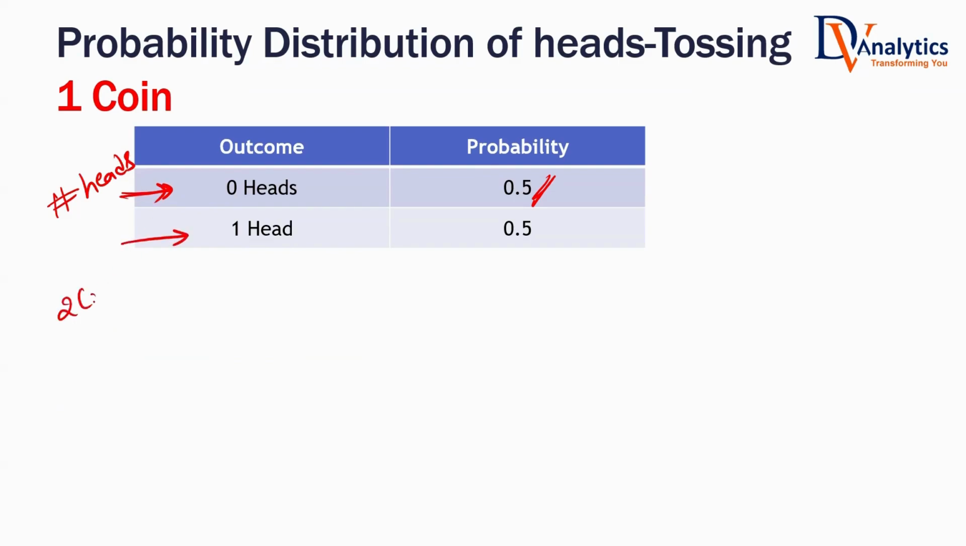Now tell me, if I toss 2 coins, carefully think and let me know what is the probability of 0 heads, 1 head, 2 heads. I may get 0 heads, I may get 1 head, I may get 2 heads. What is the probability of getting 0 heads when I toss 2 coins?